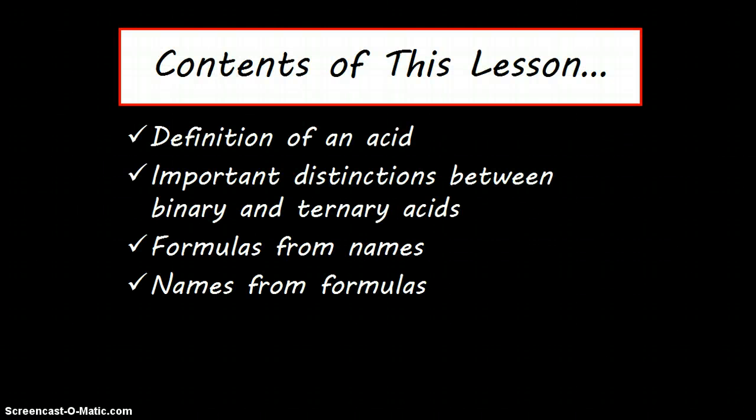Today's lesson is on acid nomenclature. In today's lesson, we're going to start off by defining an acid and what it means to be an acid. Secondly, once we've identified something to be an acid, we're going to show you how you can determine whether it is a binary or a ternary acid because they're named slightly differently.